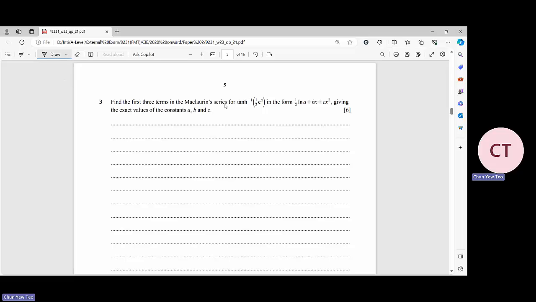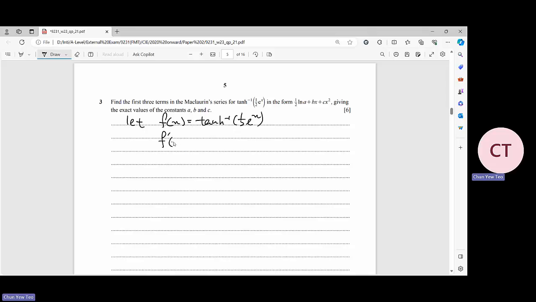We need to do the differentiation because arctanh and e power x each have their own Maclaurin series. So we're not able to combine them together and do it. It will be very troublesome if we combine them together. So what we need to do is we let this be f(x), arctanh of half e power x.